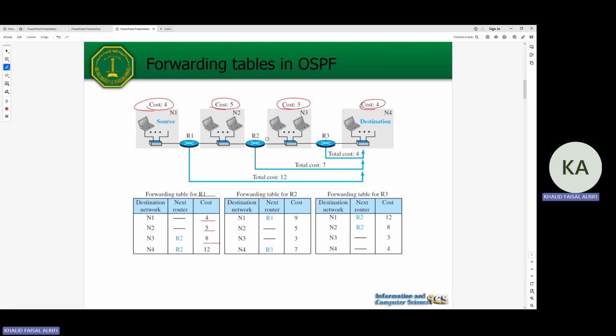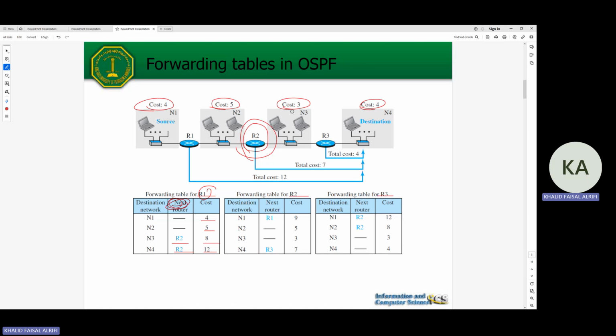What is the next router? Here it was direct, but here, in order to reach N3, I need to move through the R2 router, and it's the next router. What about N4? I will add 5 plus 3 plus 4, you will get 12. What is the next router? It's R2. If he says mention all the routers, you will say R2, then R3 in order to reach N4. But we are thinking about the next router from R1, okay? From R1, it will be R2. Same for R2 and R3, you can apply the same concept.